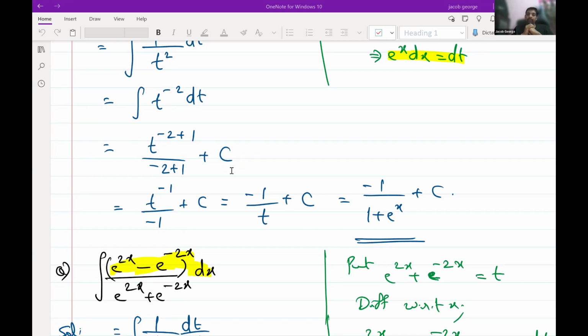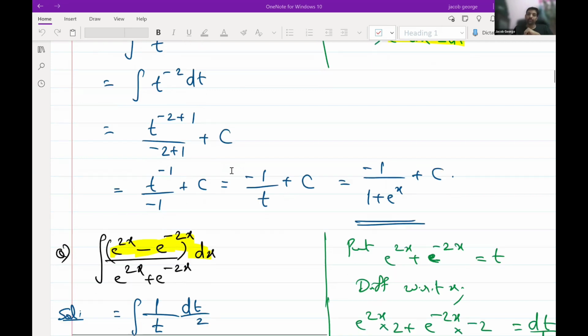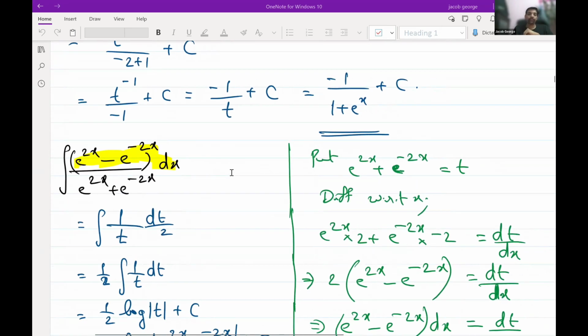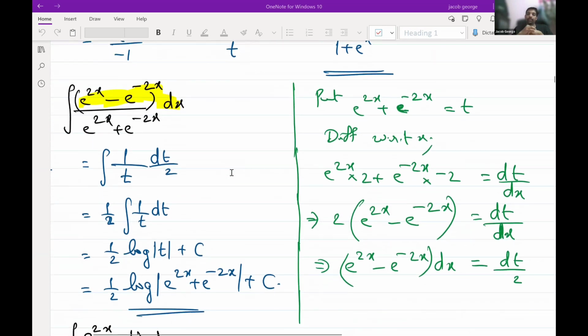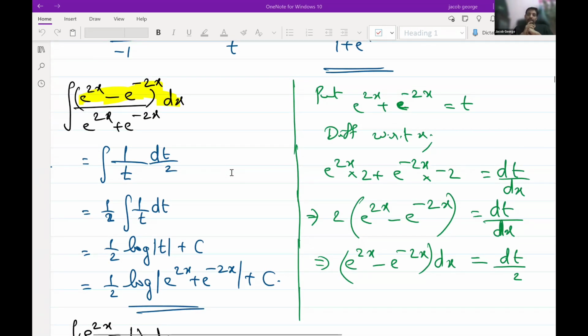Right? Yeah. Okay, in the next sum, actually the numerator is the derivative of the denominator in that form. Okay, but there is a 2 extra. So we put the substitution denominator equal to t. Then differentiate. In every question after putting the substitution, the process is differentiation, okay? Differentiate with respect to x. What is the derivative of e raised to 2x? E raised to 2x, into 2.